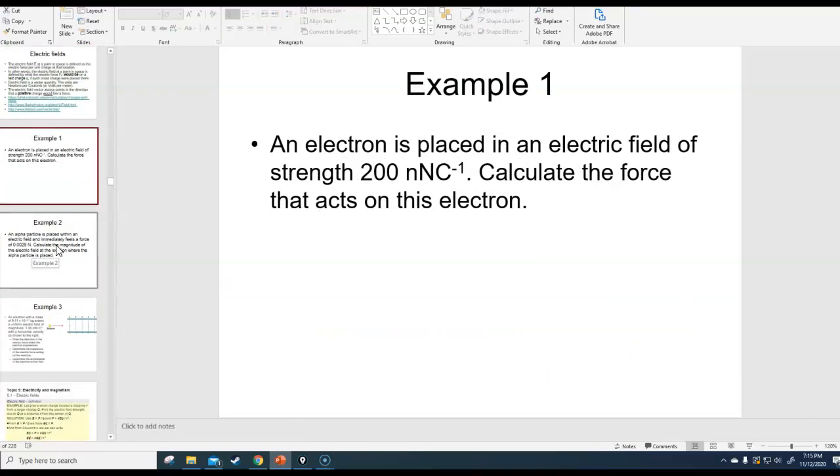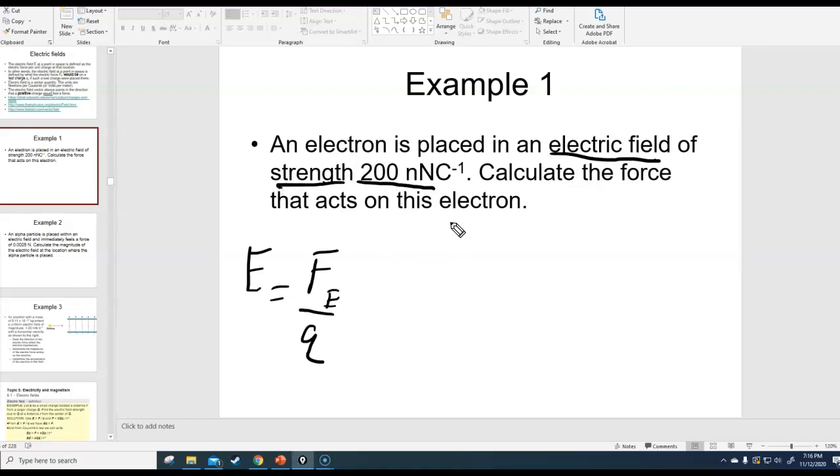Okay, so example 1. An electron is placed in an electric field of strength 200 nanonewtons per coulomb, an awkward unit. Calculate the force that acts on this electron. Remember, the electrical field strength at any point in space is defined as the electrical force that a charged particle would feel divided by the magnitude of that charge. In this case we're given the electrical field strength, the symbol E, 200 times 10 to the negative 9 newtons per coulomb.